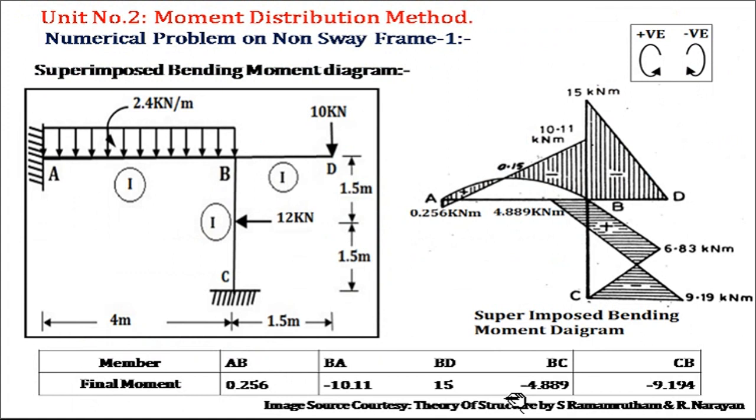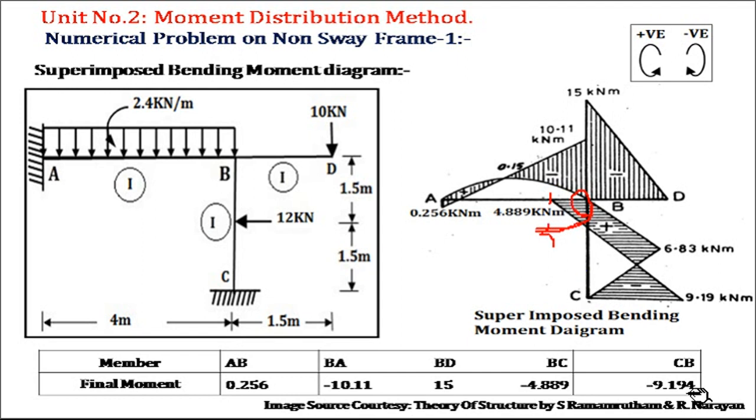For member BC the value is minus 4.889. Minus means you have to rotate the joint B in clockwise direction. So we rotate the joint B in clockwise direction, and it should cut the member BC once. We have rotated the joint B in clockwise direction, and it cuts the member BC once. Here it is towards the left of point B, so the value is 4.889.